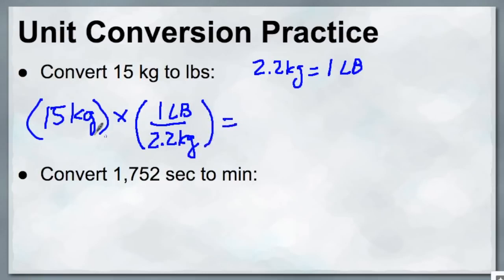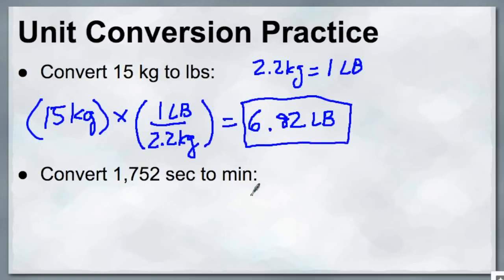This is the ratio that I'm going to use. And when I do that, I can go 15 times 1, and then I divide it by 2.2, which comes out to be 6.82, sorry about my handwriting, pounds. So this way you can go, okay, I now know what 6.82 pounds feels like. 15 kilograms is not that heavy. That's how I convert. It's not that hard as long as you know the conversion rate.